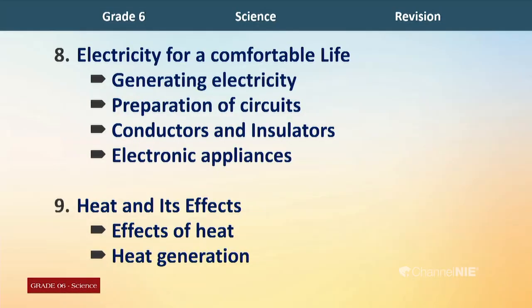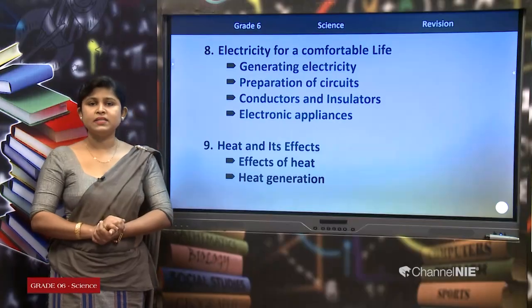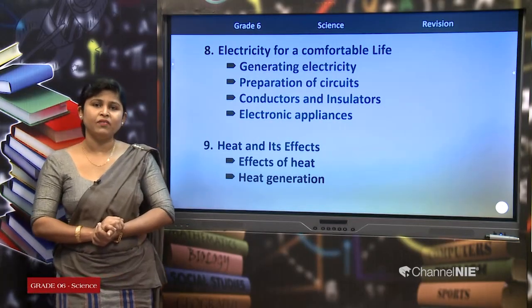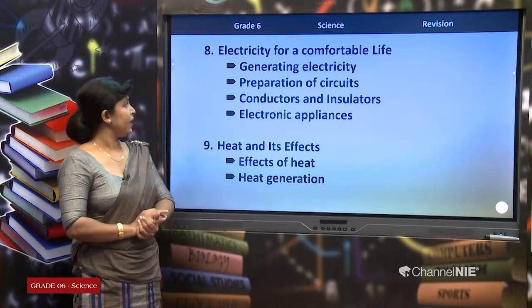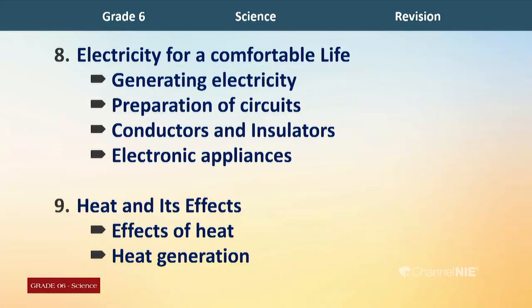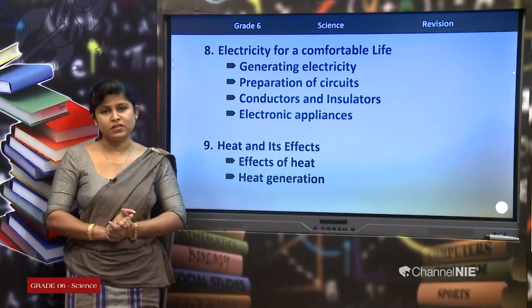Then in unit 8, we learnt about electricity for a comfortable life, how electricity can be used to make our life more comfortable. Under that main topic, there were several subtopics in this way: generating electricity, preparation of circuits, conductors and insulators, and electronic appliances. Generating electricity. The electricity is generated in a number of methods. I think you already know those methods.